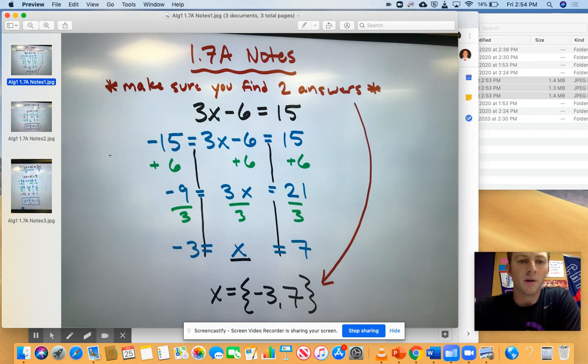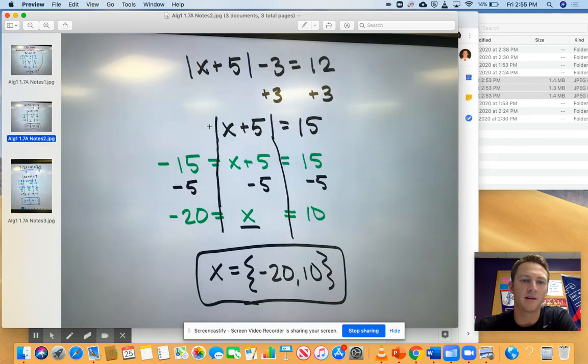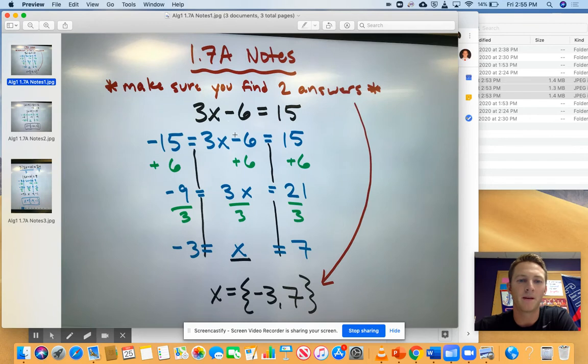All right, Algebra 1, we are solving inequalities. We're doing absolute value equations. So there actually should be vertical lines around this 3x minus 6 here. So absolute value of 3x minus 6, absolute value sign, equals 15, kind of like we see here. There should be bars there. Must have forgot them. My bad.